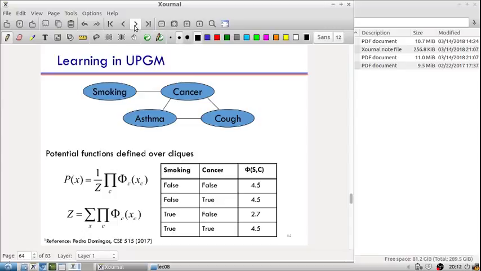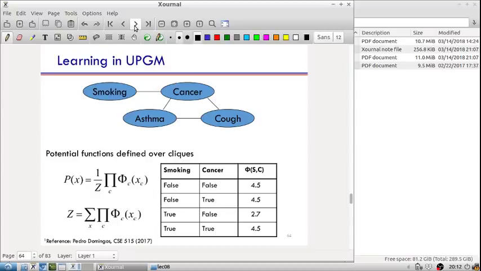If you remember, I could have written a joint distribution with factors or terms which involve these two, these two, these two, and these two, because each one is a clique. Or I could write a product of two terms where one term is smoking and cancer and the other term is cancer and cough, because this is a clique. So those are the only ones I'm allowing by definition. For example, here for this clique there's a factor.